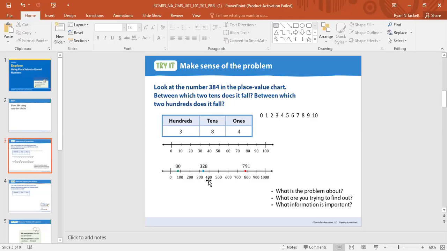Okay. So when we have 384 and we round to the nearest 10, we can count up 6 to get to 390. And we count back 4 to get to 380. Since it's closer to 380, that's why our answer is going to be 380.